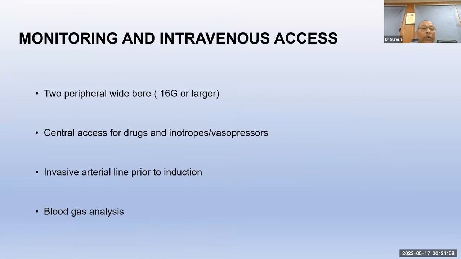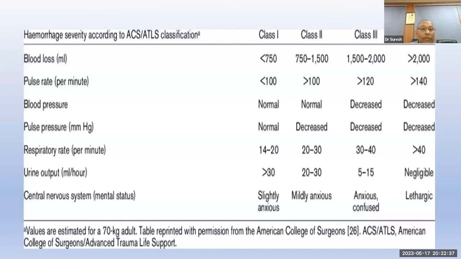Monitoring and intravenous access. Always, it's a 16-gauge or larger intravenous access. Central access if there's an opportunity, and with ultrasound available, it's an easy task. Next is invasive arterial line, helpful for beat-to-beat variation. Next is the blood gas analysis, and one investigation which is preferred in a trauma patient is ABG, because it gives you hemoglobin, lactates, the complete dynamic of hematological and the pulmonary parameters. The ACS, this is the American College of Surgeons, importance of blood and blood products to be always ready, class 3, class 4, where blood is transfused.